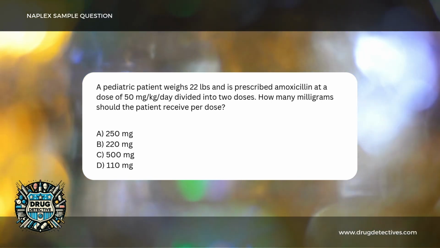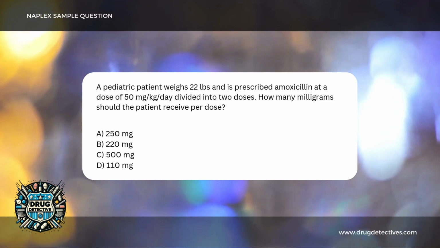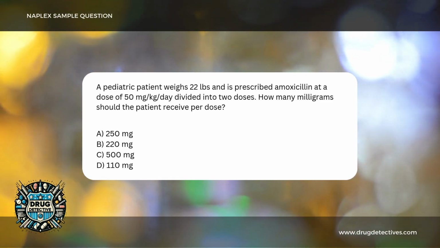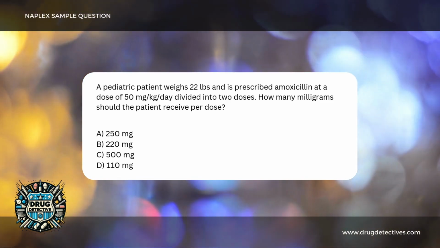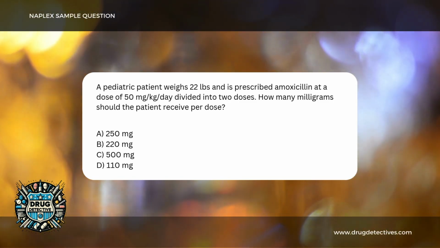Easy, right? Once you remember to convert the weight, it's smooth sailing from there. Don't let those unit conversions trip you up. Pounds to kilograms is one of the most common, and it's always 2.2 pounds per kilogram.